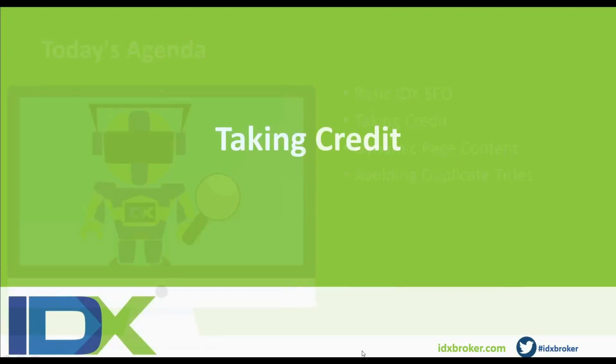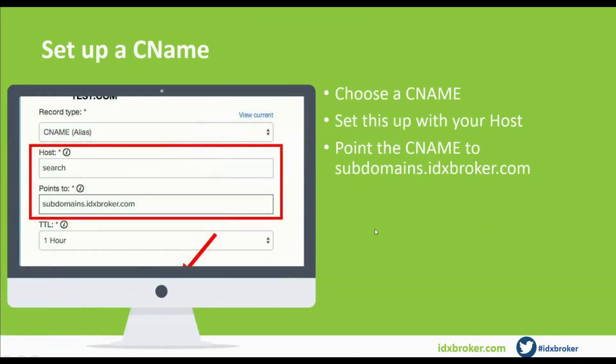So let's take a quick look at the first one, taking credit. When we're going to take credit for our site, that means that the various pages with IDX Broker are going to be indexed in a certain way. By default, those pages are going to be indexed at idxbroker.com. So you're going to want to set up your own custom subdomain, and you do this by creating a CNAME record with your name server or hosting provider.